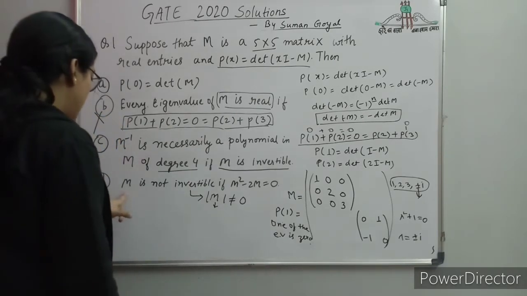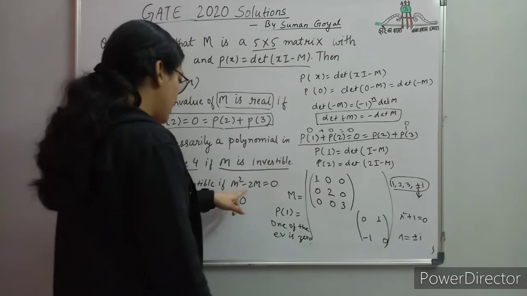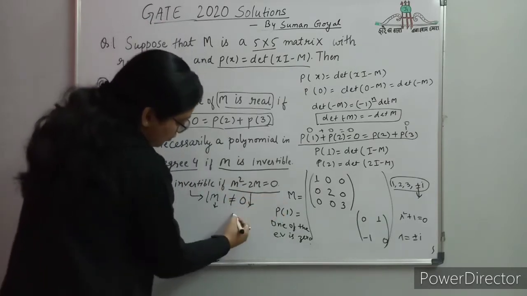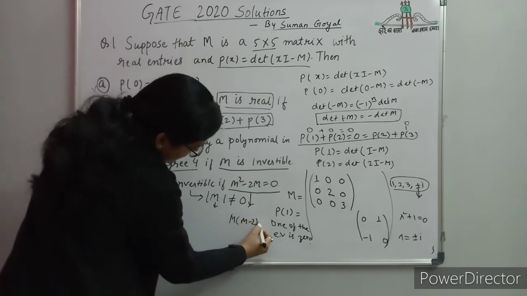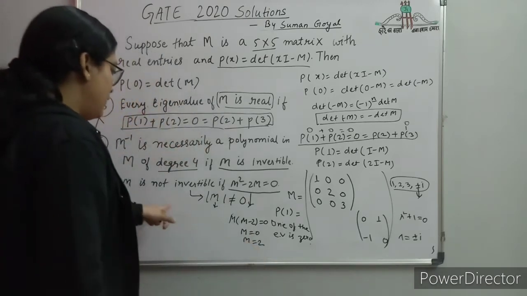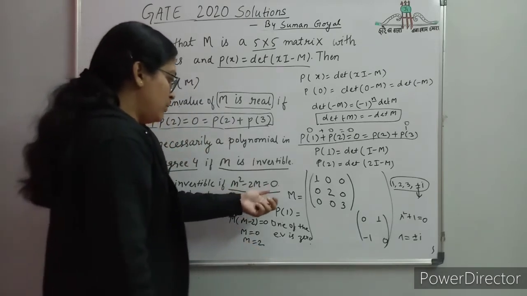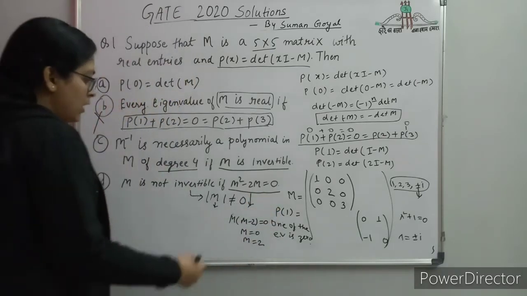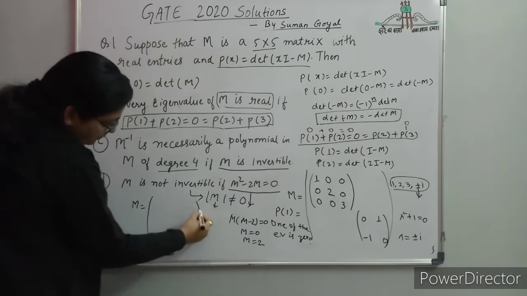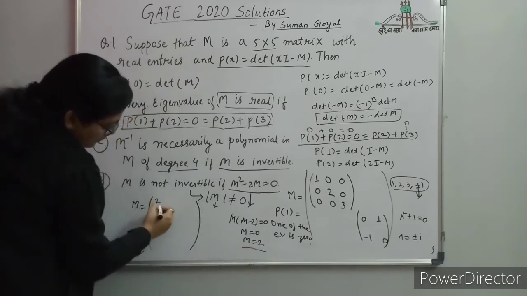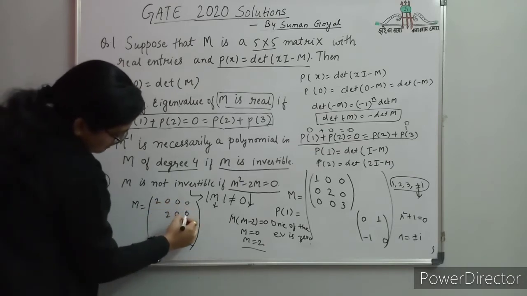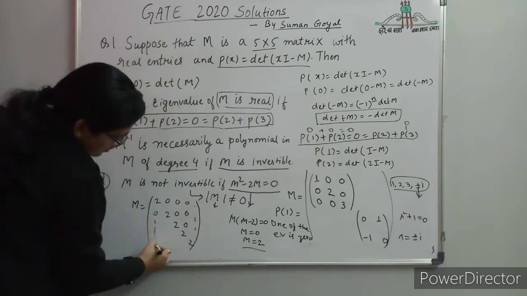Coming to the fourth option, M is not invertible if M square minus 2M equal to 0. See, it is the given condition. So if we factor this, M minus 2 equal to 0 means M equal to 0 or M equal to 2. Similarly, we have to think about an example where M square minus 2M equal to 0 and also M is not invertible. Counter example in this case also. Okay, M square minus 2M. Suppose we take M equal to 2, this is the matrix, and other entries are 0.